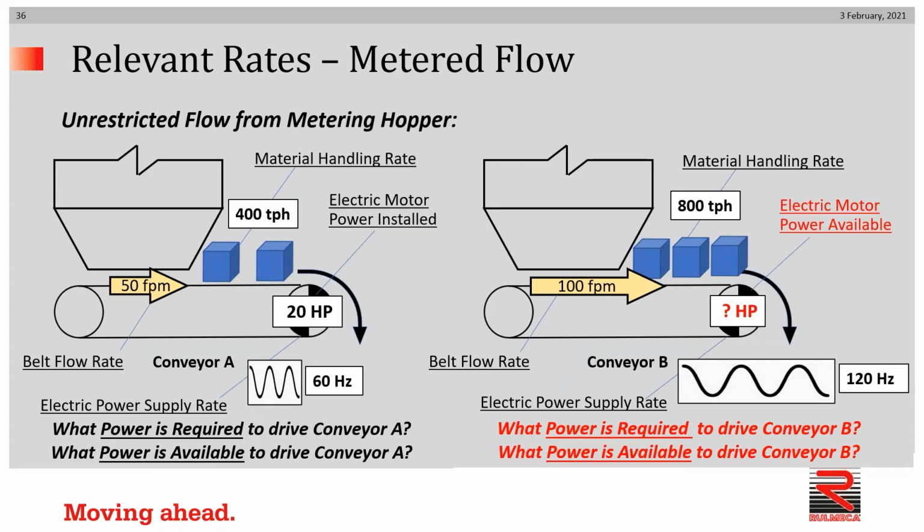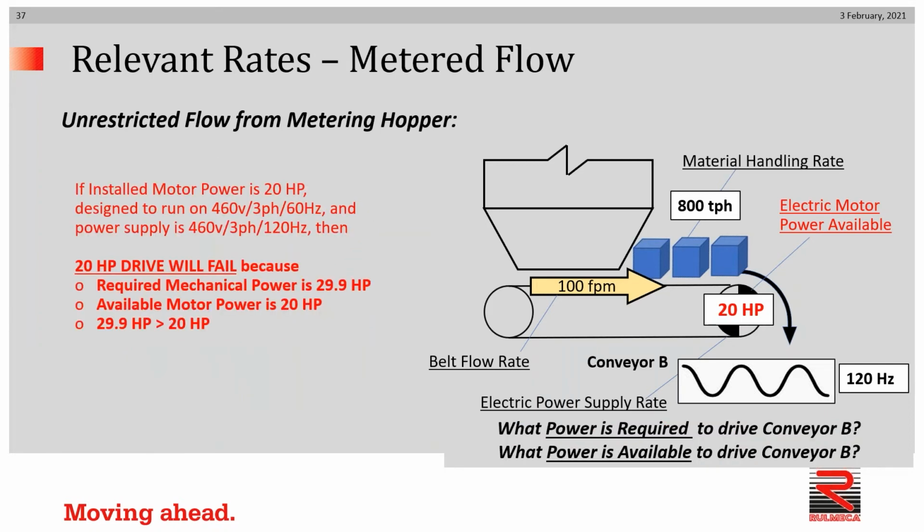Let's compare required and available powers. The 20 horsepower drive, in this instance, originally designed to run on a 460 volt, three-phase, 60 hertz supply, if it's connected to a power supply of 460 volt, three-phase, 120 hertz, it will fail because we've calculated separately that required mechanical power will be 29.9 horsepower. However, available motor power is only 20. The ratio that we looked at previously does not apply in this example, and we'll explore that in more detail in the coming minutes.